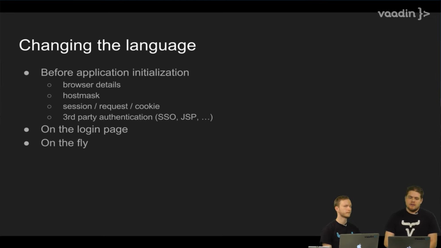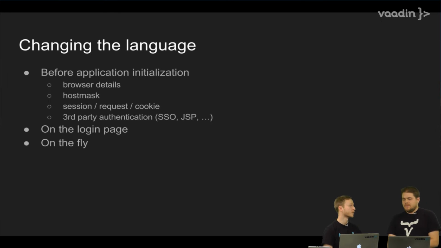So the first one is maybe the easiest one. We set the language before our application is initialized, so we actually know the locale when we invoke UI.init. And we can get these locales in many different ways. We can get it from the browser details. This is something that Vaadin has built-in support for, and our example application also uses this. You could analyze the host, use a host mask. You could access the session or the request or a cookie.